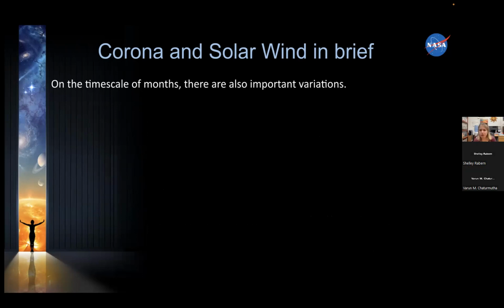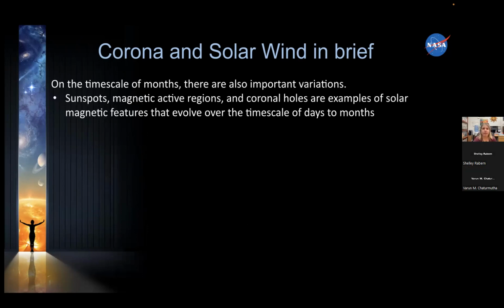On the time scale of months, however, there are also very important variations. Sunspots, magnetic active regions, coronal holes, I'll show you some in a little bit, are examples of solar magnetic features that govern the large-scale structure of the sun, and they evolve over the time scale of days to months. You also have learned that when there are large releases of energy, those releases can happen over the course of seconds to minutes. But even when they're not erupting, they're evolving.